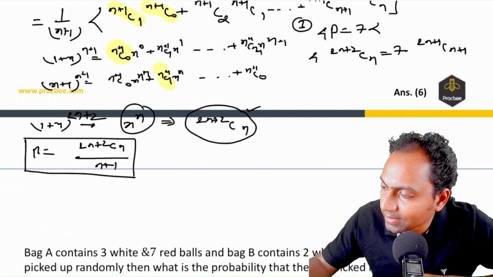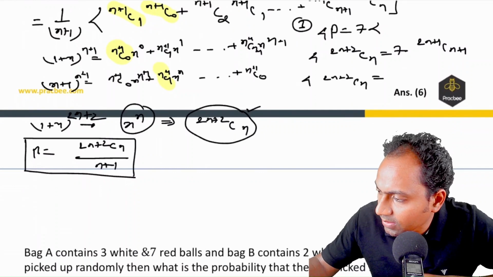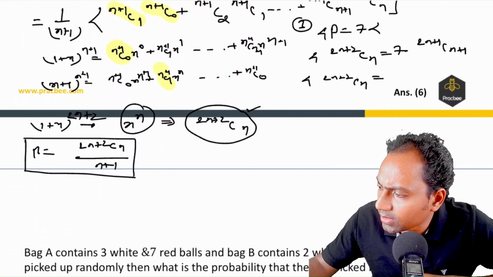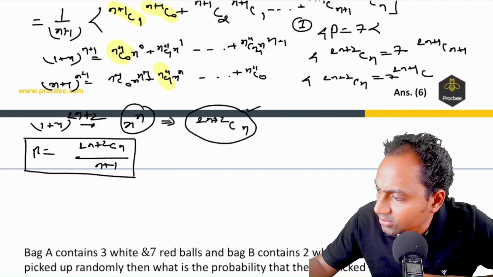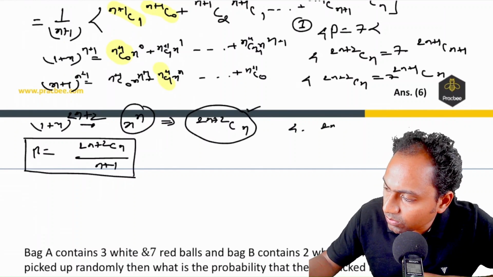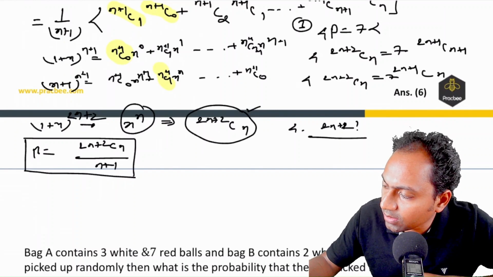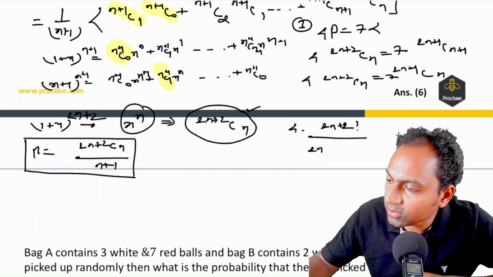So if I write this down, it is 4 into 2n plus 2 Cn. This is fine. And we can write this part by applying the property of nCr. So if I subtract this, this also becomes n. If I write it down, this is 4 into 2n plus 2 factorial, and this becomes nothing but 2n plus 2 factorial.